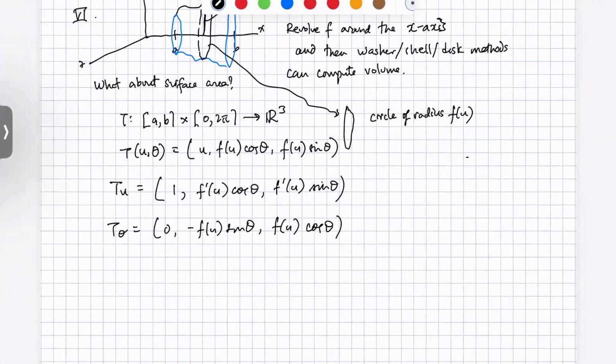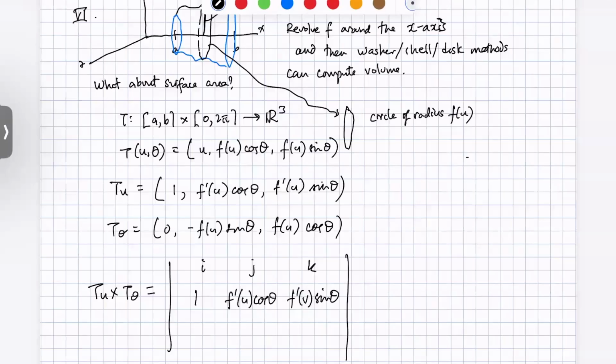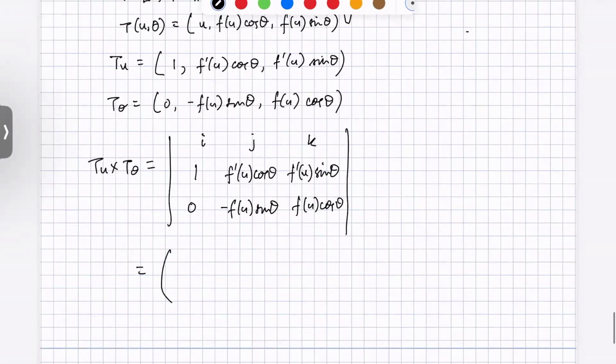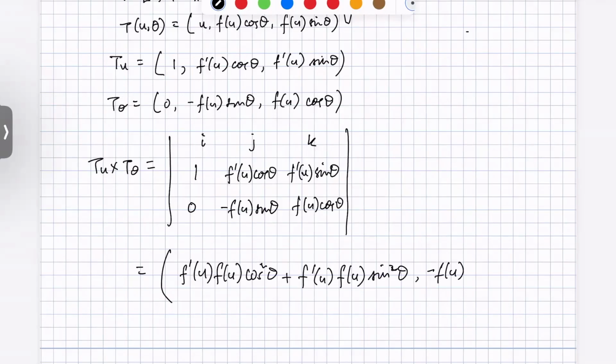Let's compute the cross product. Tu cross t theta is i j k, 1, f prime of u cosine theta, f prime of u sine theta. Oops, I should have written u, not v. And 0, negative f of u sine theta, positive f of u cosine theta. When I take the cross product, the i coordinate gives me f prime of u f of u cosine squared theta plus f prime of u f of u sine squared theta. Now the j coordinate is going to give me a minus f of u cosine theta, and the k coordinate is going to give me a minus f of u sine theta.